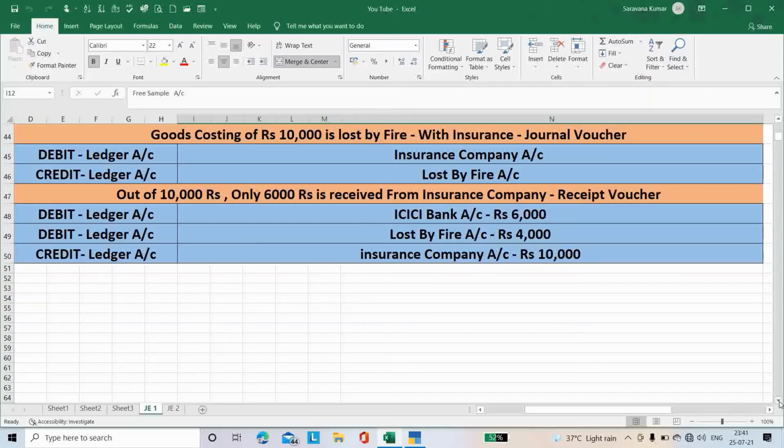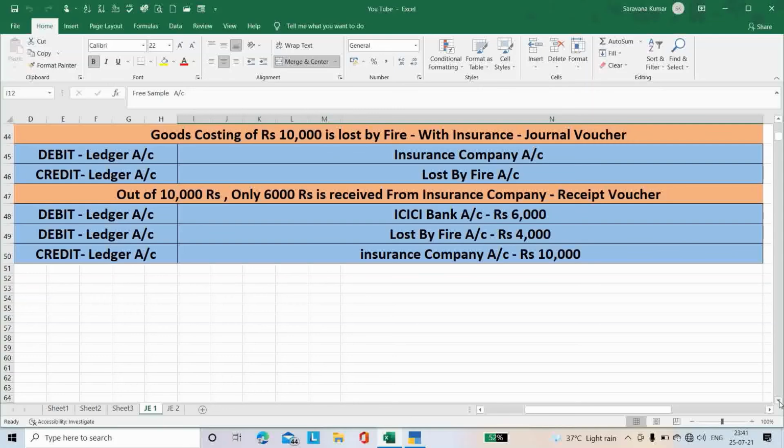Next transaction is out of rupees 10,000 loss, only 6,000 is received from insurance company. Here the journal entry is debit ICICI Bank 6,000, debit loss by fire 4,000, credit insurance company rupees 10,000.